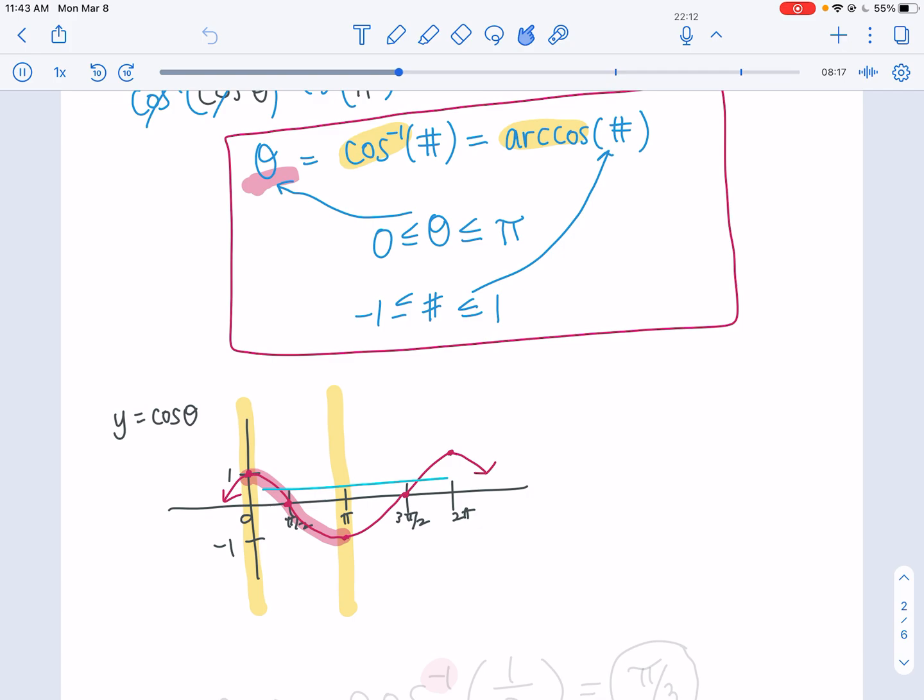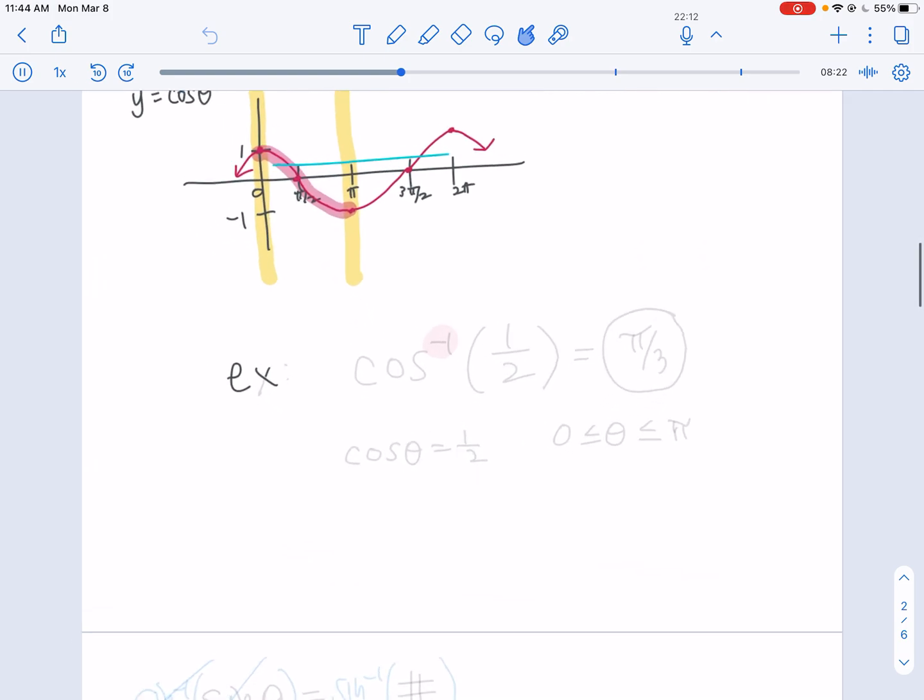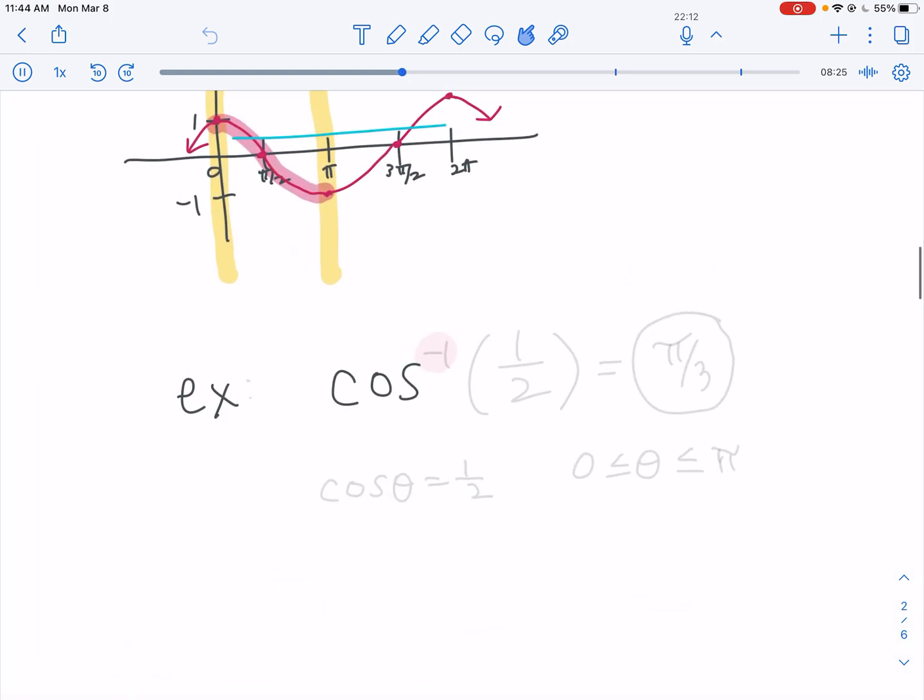Questions so far? Okay, let's take a look at an example. If I ask you, what is the inverse cosine of 1 over 2? Okay, inverse cosine of 1 over 2. So what this is asking you is, if cosine of theta is equal to 1 over 2, theta is between what two angle measures? If it's inverse, it has to be between 0 and pi. What would it be? Do you guys see that? That's how you would interpret it in your head.